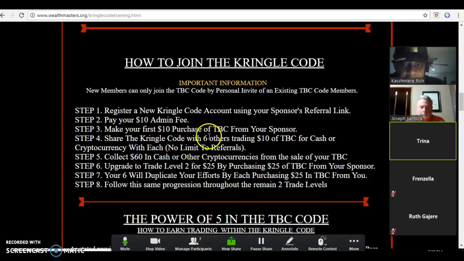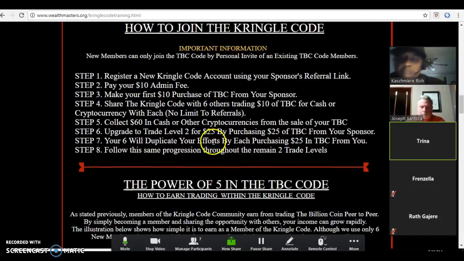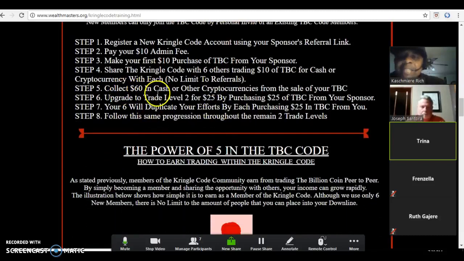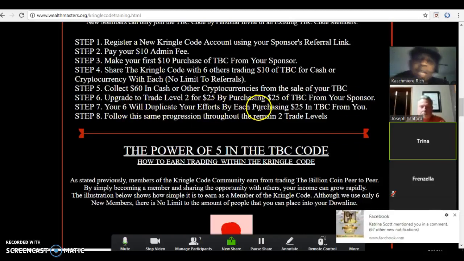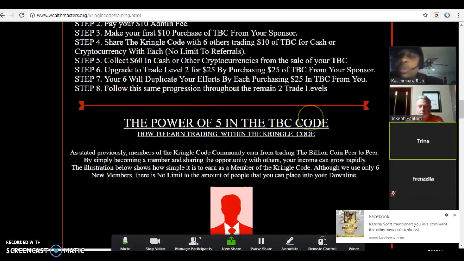We're using 6 for illustration purposes only. Okay? Collect $60 in cash or other cryptocurrencies from the sale of your TBC based upon the 6. Then upgrade to trade level number 2, and purchase $25 of TBC from your sponsor. That's it, guys. Then your 6 will duplicate your efforts, because duplication is the key, by each purchasing $25 of TBC from you. Follow this same progression throughout the remaining 2 trade levels.